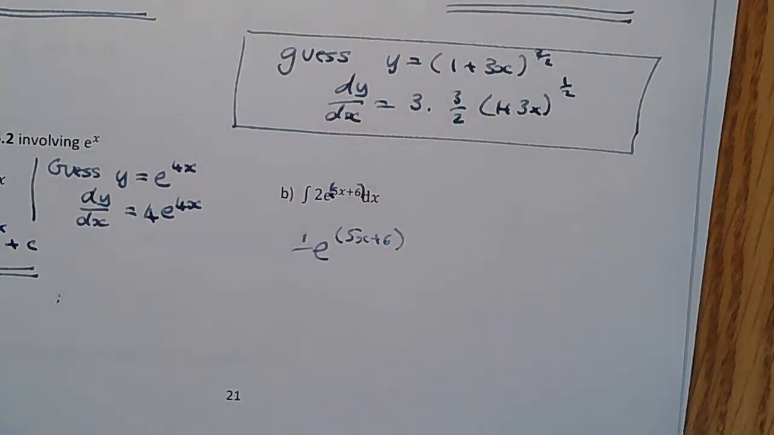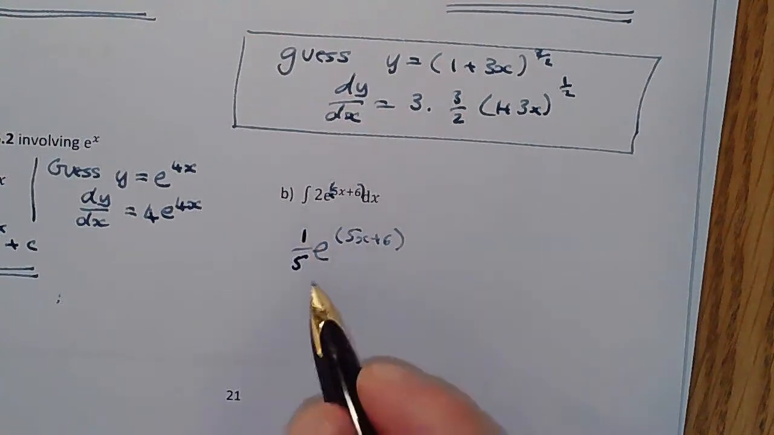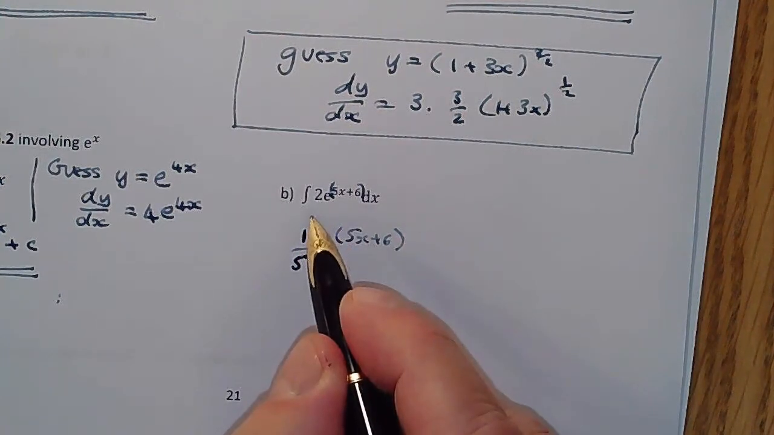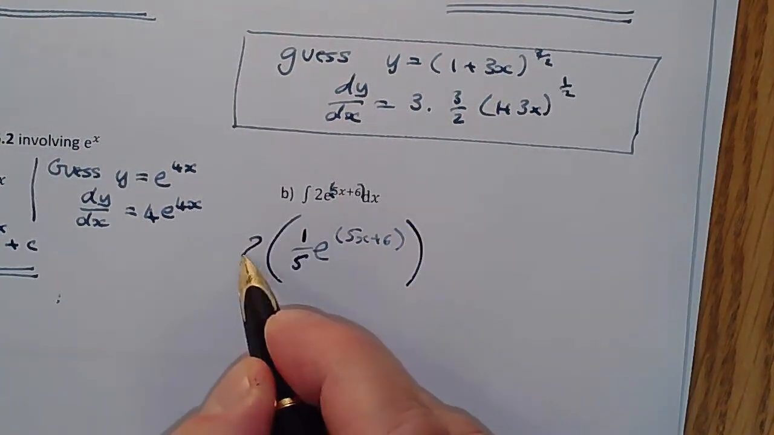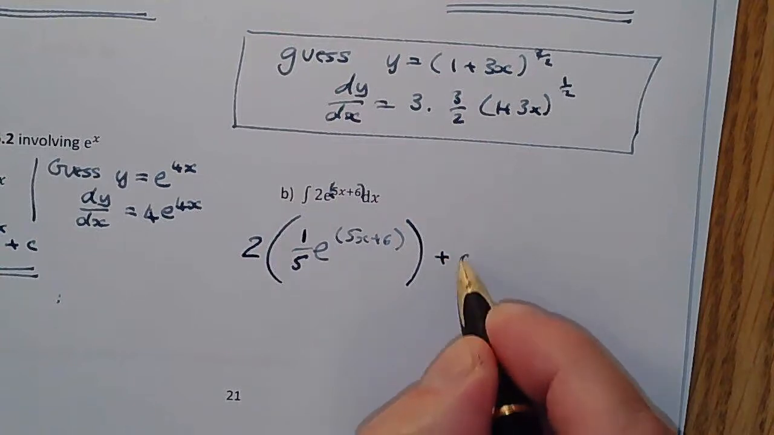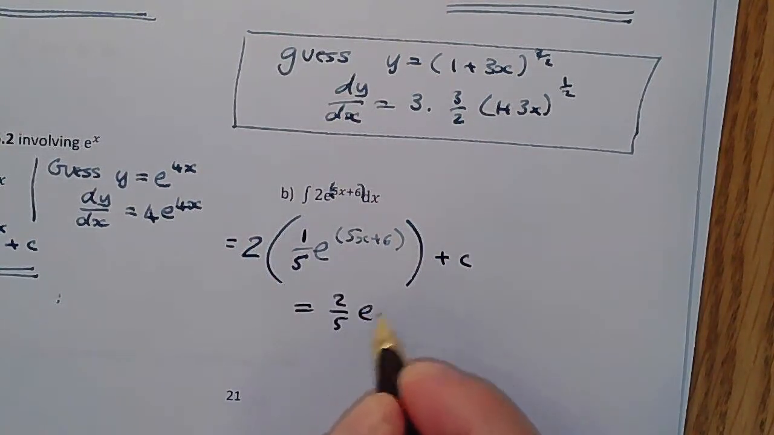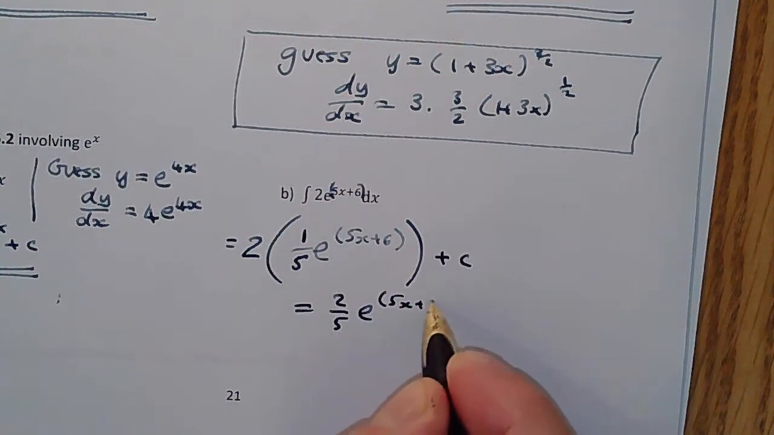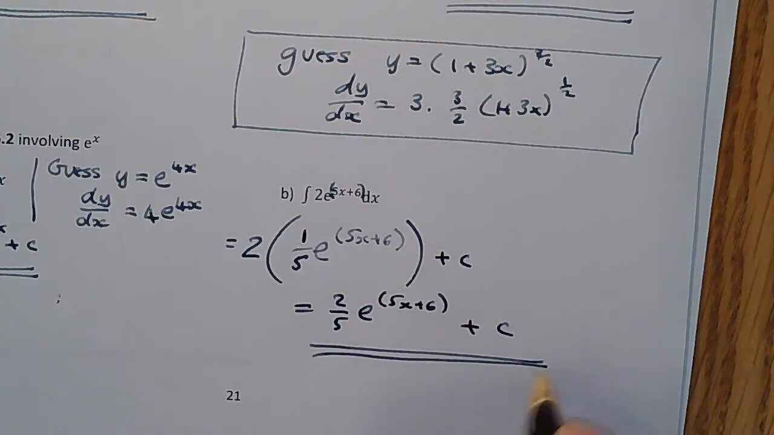Okay. And that would be the answer, but I've been ignoring that 2 too, haven't I? So my point about the 2 is you just ignore it. I've done all of this. Oh, and then there was a 2 in front of that, so I can put 2 in front of my answer. I mustn't forget a plus c afterwards, and I should really tidy up. So this equals 2/5 of e to the power of bracket 5x plus 6, plus c, double underline it. So that was linear function rule.